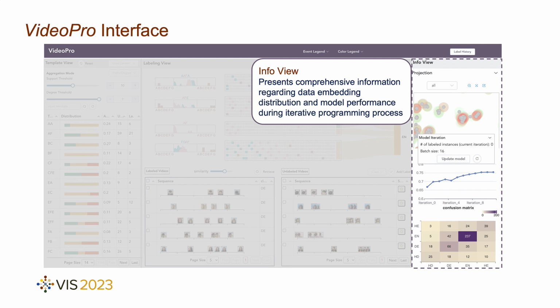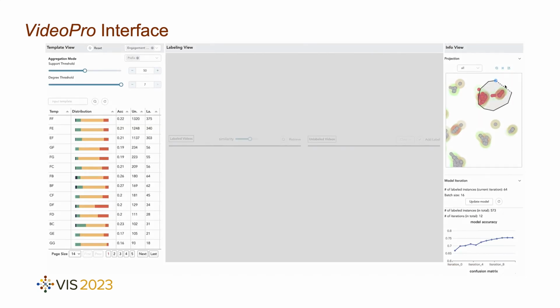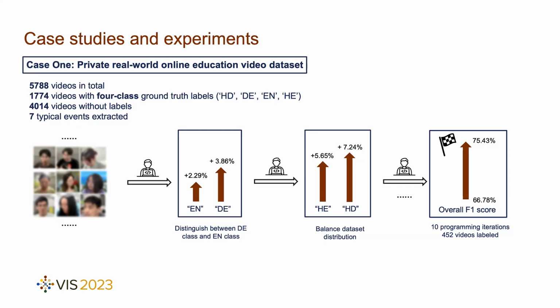The Info view presents comprehensive information regarding data embedding distribution and model performance during the iterative programming process. In the Projection view, users can zoom in and lasso the group of instances they are interested in, and the corresponding templates will be updated in the Template view. When finished labeling, users can start model retraining in the Model Iteration part and observe the model accuracy and confusion matrix for adjustment. We conducted 2 case studies to evaluate the efficiency and effectiveness of our system.